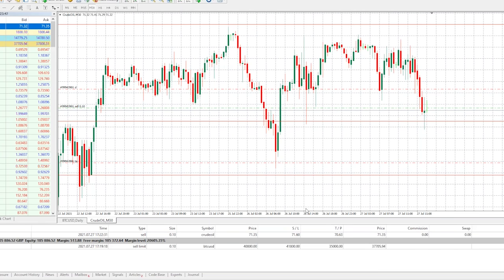Okay, so that's a nice little scalp type move on crude oil, going with the current fundamental news from last week into this week about crude oil and increased production potentially coming.